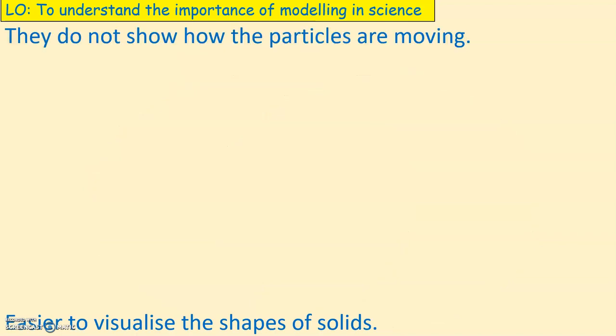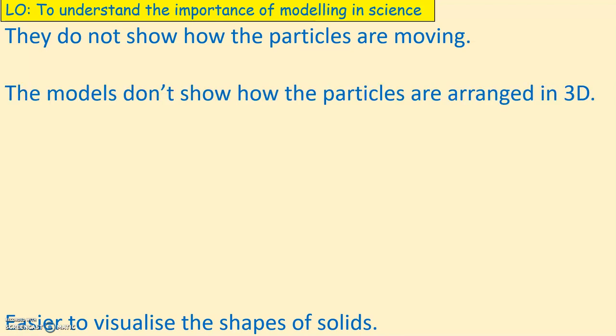So the first one: they do not show how particles are moving. Is that representing the 2D, the 3D, or all models? The second one is saying the models don't show how the particles are arranged in 3D. Is that for all models? Is that in 2D or 3D?